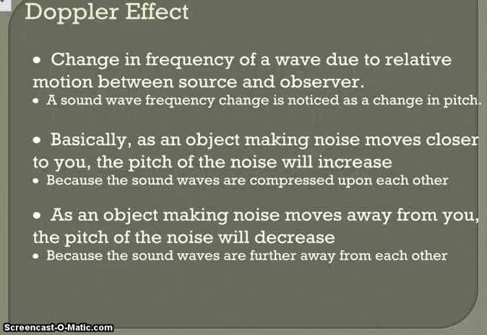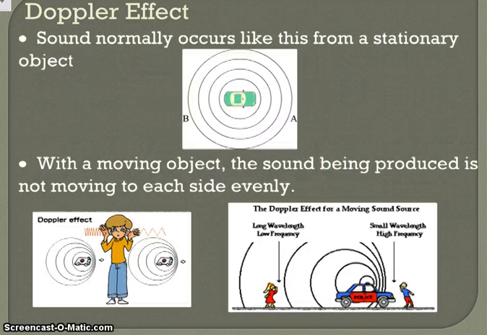Then the last thing we'll talk about is the Doppler effect. And this is something that you've seen before, or heard before I should say. It's the change in frequency of a wave due to the relative motion between source and observer. It's pretty much what we're saying is that as an object making noise moves closer to you, the pitch of the noise will increase, and vice versa. As the object making noise moves away from you, the pitch of the noise will decrease. And I have some pictures on the next slide to show this to you.